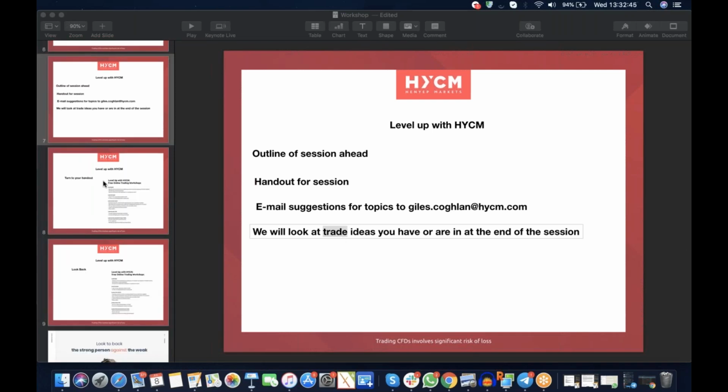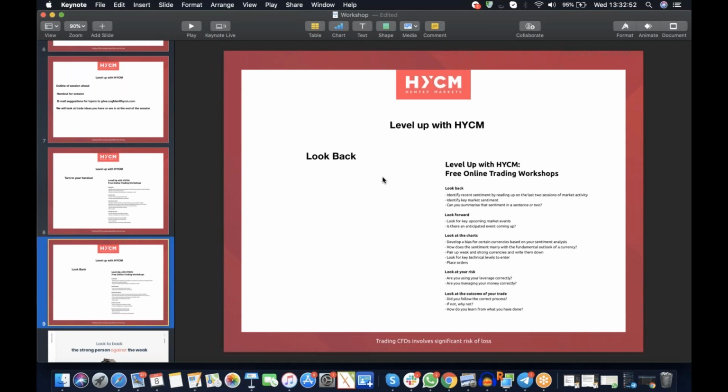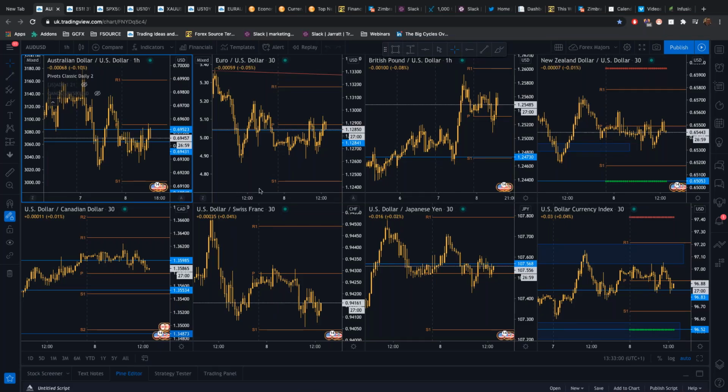Before we get going, don't forget to turn to your handout. And the first thing we do before we start looking at the market is looking back. So I think it's worth just pausing for a moment to see where we are with the markets, particularly because markets have been very, very choppy recently. I just want to go through some of the reasons for the choppy markets.